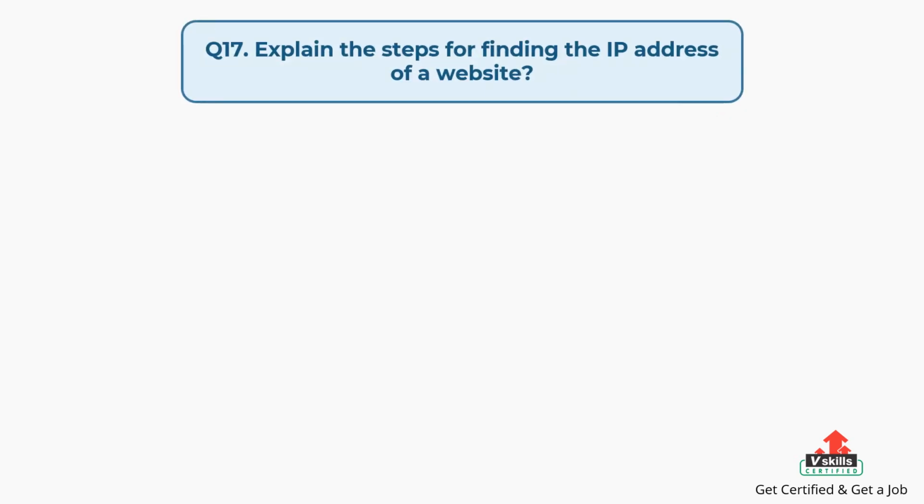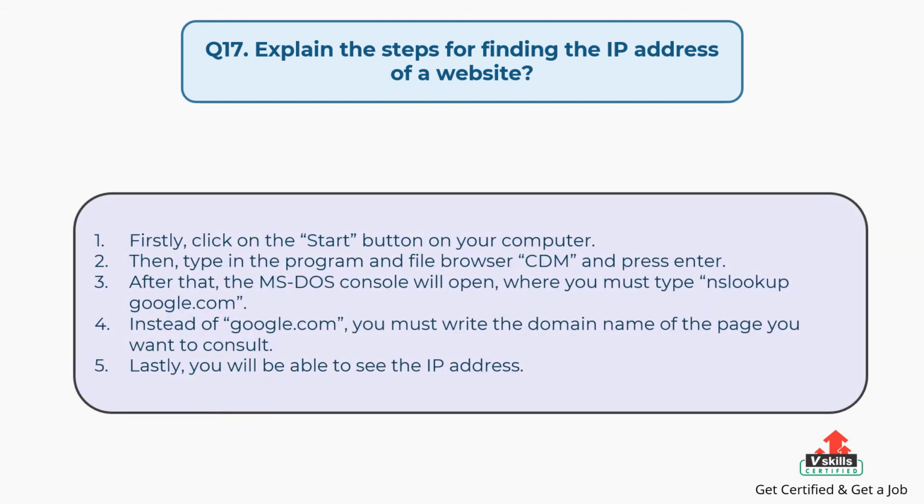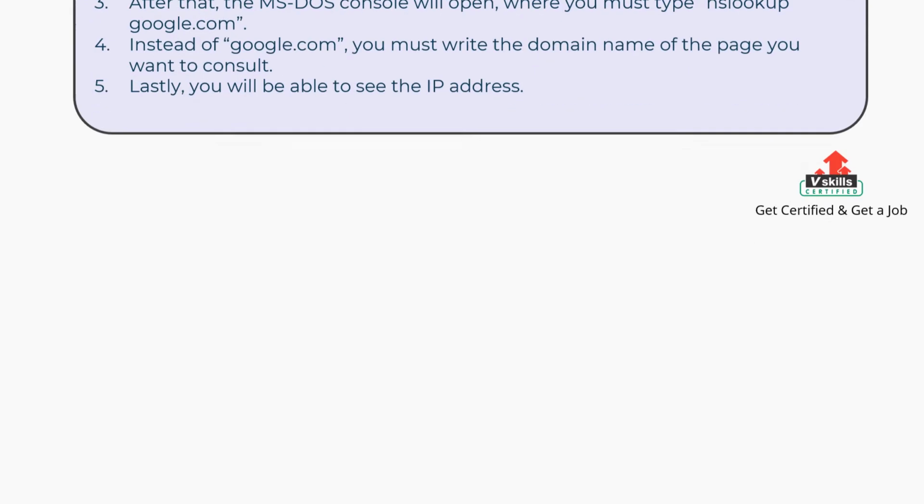Question number 17. Explain the steps for finding the IP address of a website. The answer is: firstly, click on the Start button on your computer. Then, type CMD in the Program and File Browser and press Enter. After that, the MS-DOS console will open, where you must type nslookup google.com. Instead of google.com, you must write the domain name of the page you want to consult. Lastly, you will be able to see the IP address.